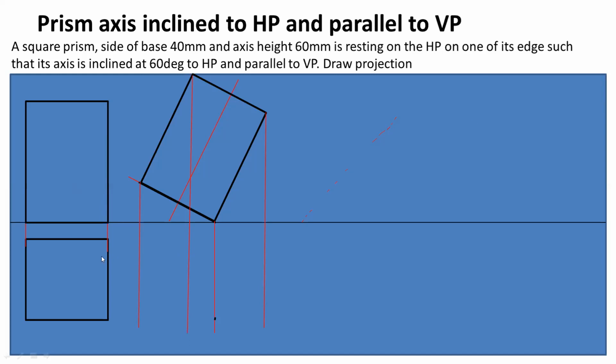Now take the projections in the top view like this. Similarly, from the first stage top view take the horizontal projectors, and then find the intersections. The first intersection: you can observe this projector is from the A dash point, and this projector is from the A point. So this will be point A. This projector is from the B dash point, and this is the projector from the B point. So this will be point B.